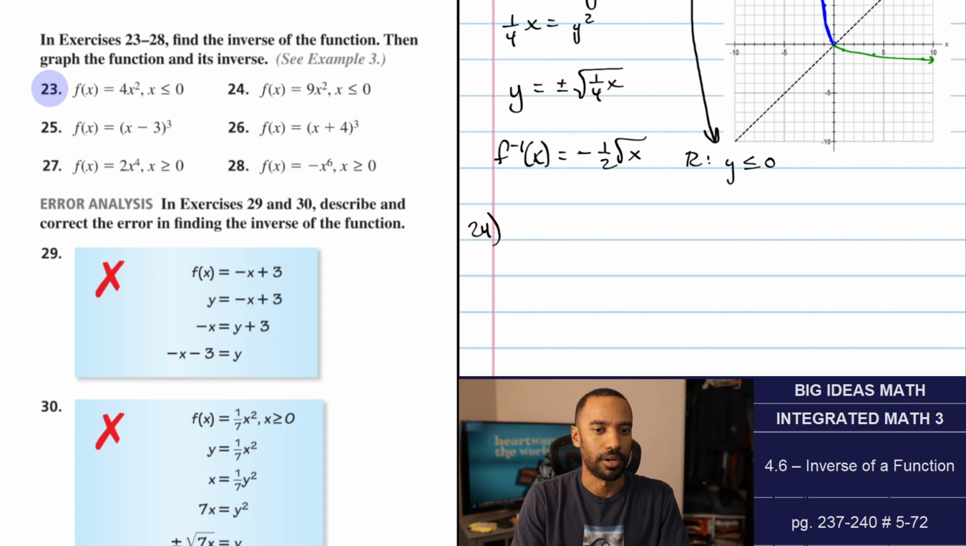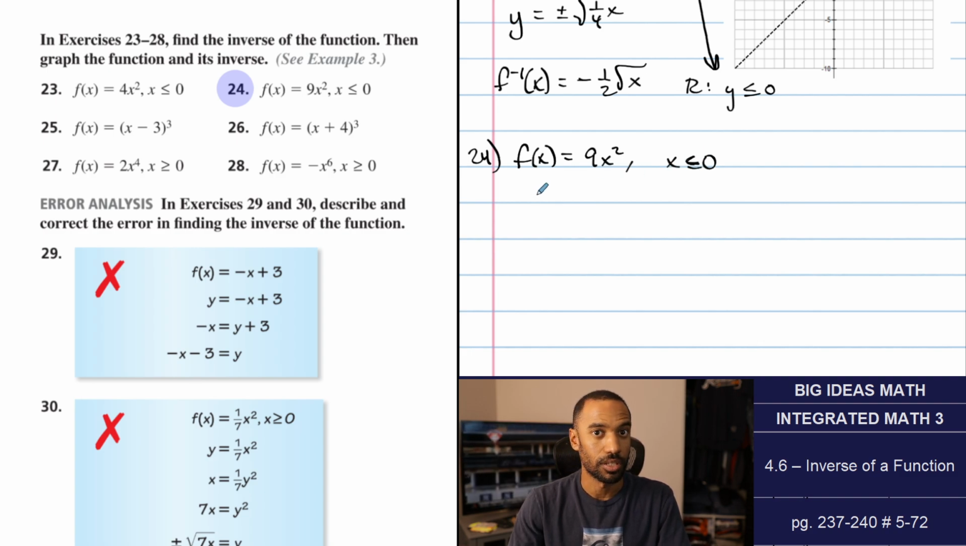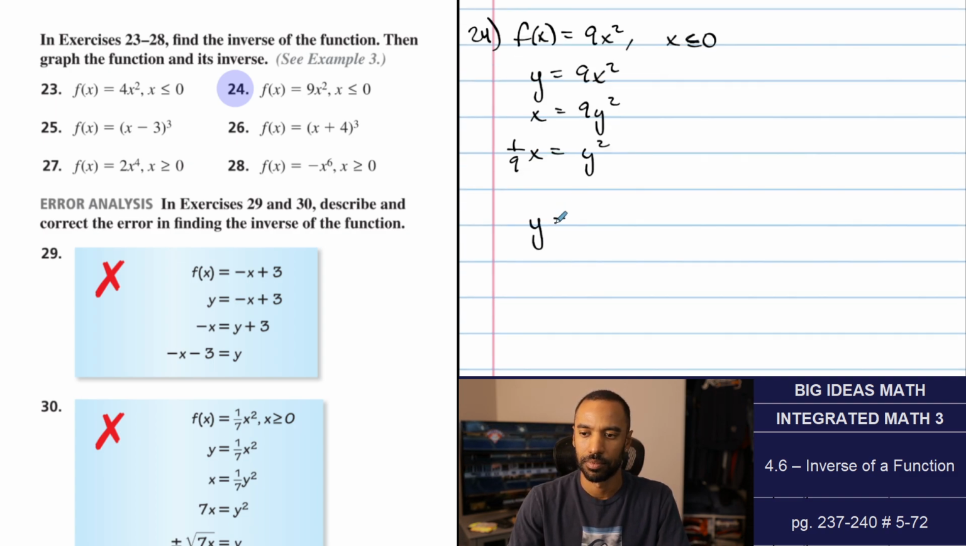All right, number 24. More of the same, even taller, which makes it even more difficult to work from, but I don't have much more to say on this problem that I didn't just say on the other. Even the same domain: x is less than or equal to 0 means our range will be y is less than or equal to 0 for the next one. So here, we're going to swap x and y. We're going to divide both sides by 9. We're going to take the square root of both sides.